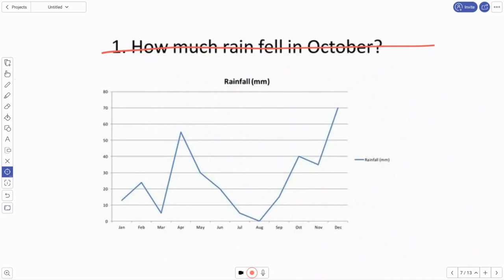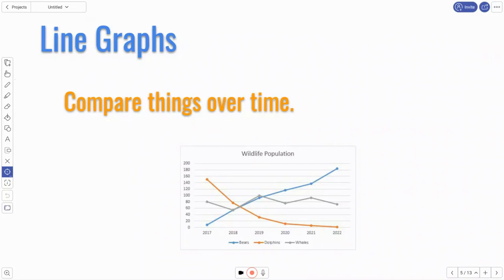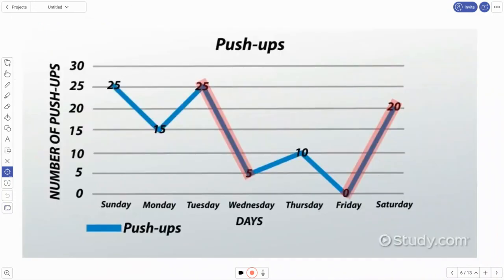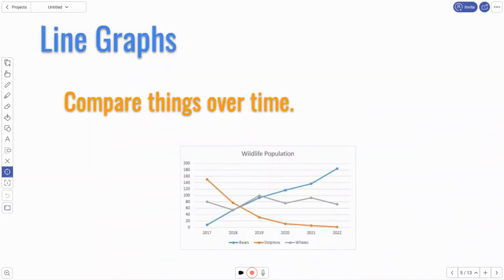But line graphs compare things over time. All right, so you're going to look at the year, look at the day, look at the date, and you'll compare it with the number that goes along the side. Okay, so you're going to go back. You're going to take a few minutes to take a peek at some line graphs and see if you can read them.